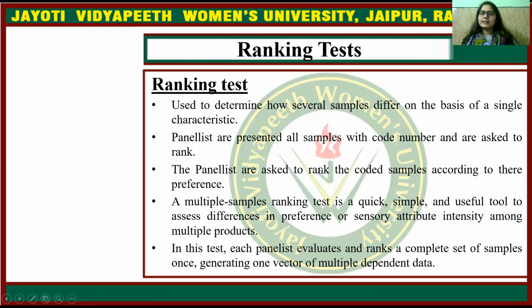The ranking test is used to determine how several samples differ on the basis of a single characteristic. The panelists are presented all the samples with code numbers and are asked to rank them according to their preference. A multiple samples ranking test is a quick, simple, and useful tool to assess differences in preference or sensory attribute intensity among multiple products. In this test, each panelist evaluates and ranks a complete set of the samples once, generating one vector of multiple dependent data.